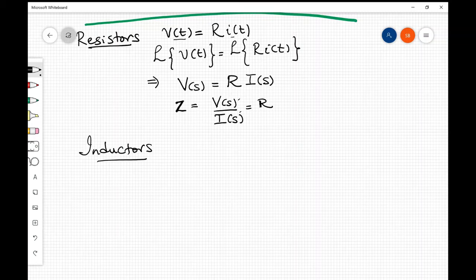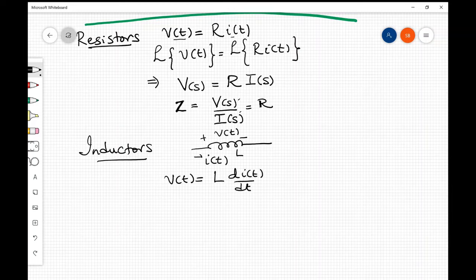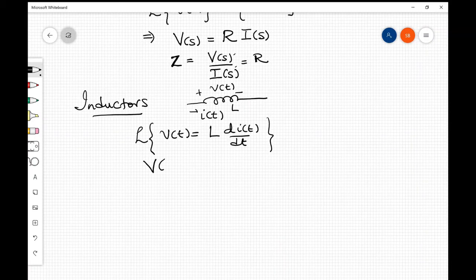When we come to inductors, we know that the voltage across an inductor, where we have current i(t) and a voltage of plus minus v(t), for an inductance of L is given by v(t) equals L times di(t)/dt. That was one of the relationships we derived in Circuits 1. So if we take the Laplace transform of this whole expression, what do we get? The Laplace transform of v(t) is V(s), and that is going to be L, which is constant, times the Laplace transform of a differential.